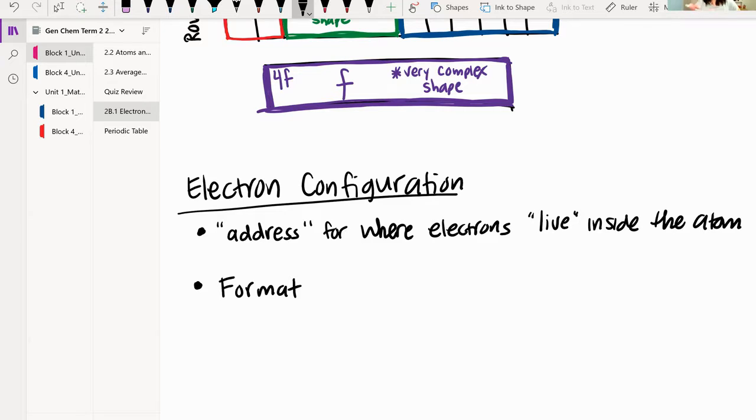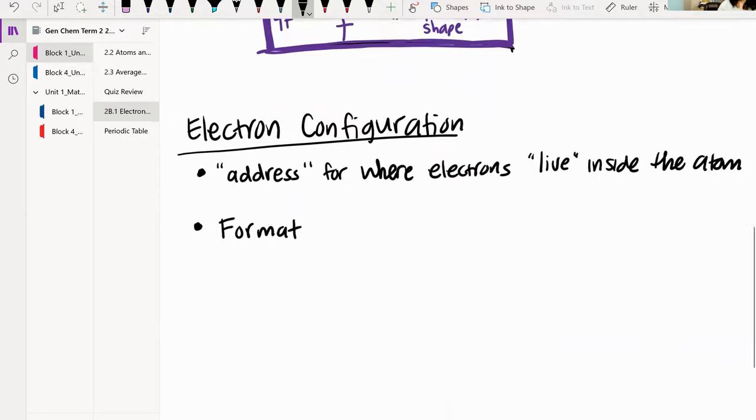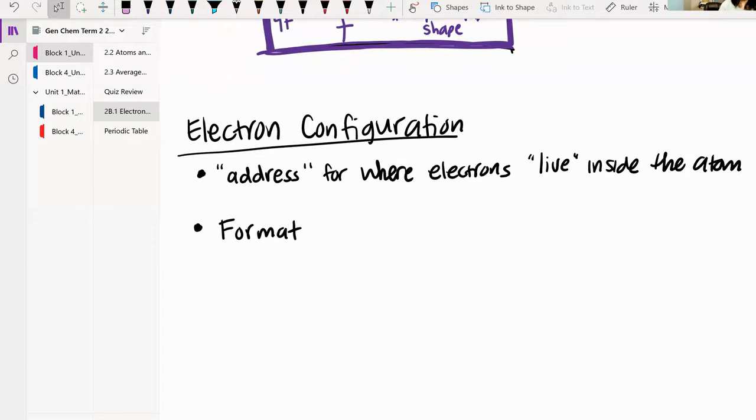Just like real addresses, there's a format for writing electron configurations. There's a proper grammar for writing electron configurations, so we're going to discuss that. The format for electron configuration. I think it's best to just show you an example and then explain.